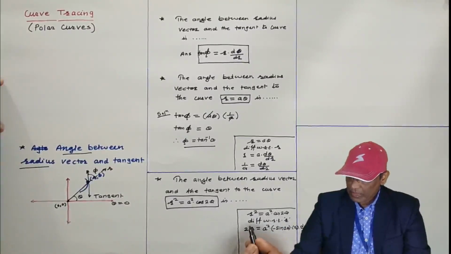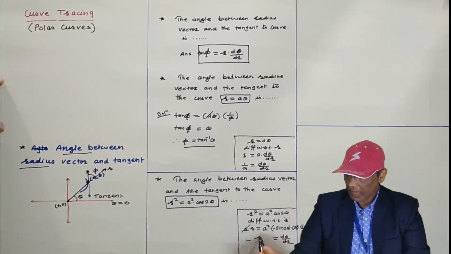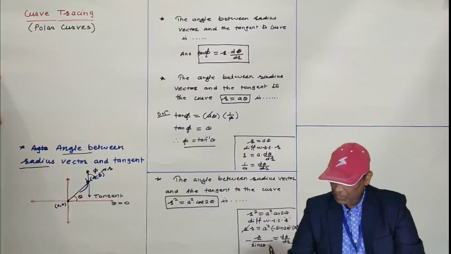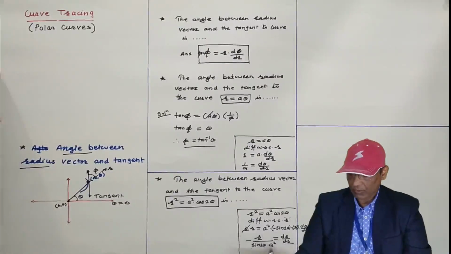Now this 2 gets cancelled. Then d theta by dr value I want. d theta by dr equals this; the minus sign I am shifting to the left hand side. r I am keeping as it is. sin 2 theta in the denominator I have shifted, multiplied by a square. a square is also there. This value is d theta by dr.